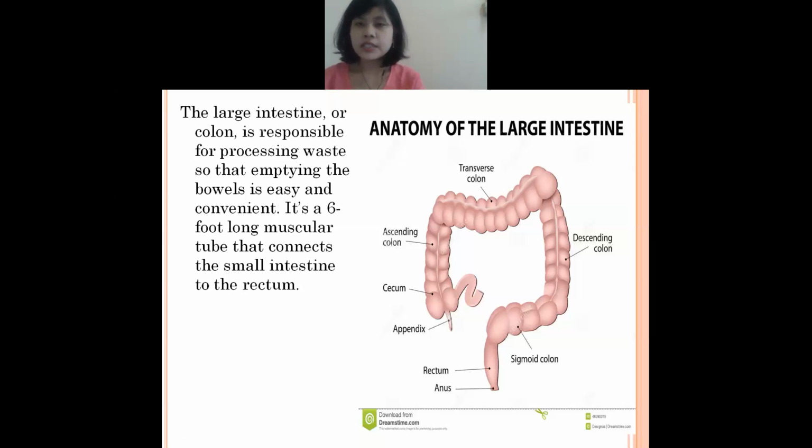Large intestine we can also say as colon also. Okay, large intestine हम लोग colon भी बोलते हैं। ठीक है, तो ये large intestine क्या करता है? Large intestine is responsible for processing waste so that emptying the bowels is easy and convenient. Means what? Means the large intestine, what is their function? Their work is to clean out all the waste particles which are coming from the small intestine, so that it will be easy for the food particles to pass.